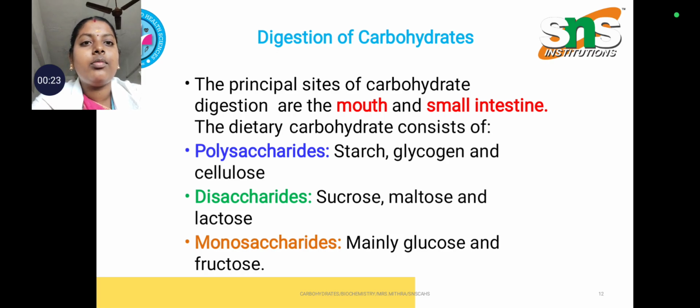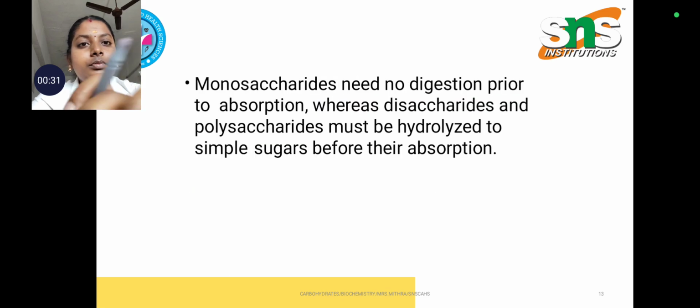So the dietary carbohydrates consist only of polysaccharides, disaccharides and monosaccharides, and the examples that we have previously seen. Monosaccharides need no digestion prior to absorption because they are simple sugars, a single sugar unit, whereas disaccharides and polysaccharides must be hydrolyzed to simple sugars before the absorption of carbohydrates.